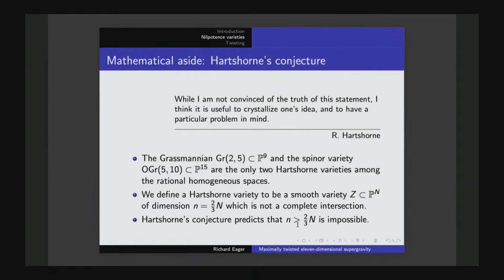And Hartshorne's conjecture predicts that this little n greater than 2/3 n is impossible. So it's about trying to find homogeneous spaces that are of large codimension in projective space. And it's actually quite difficult to do. The extremal examples of this are the space of 10-dimensional pure spinors and this Grassmannian 2-5. And a fun quote from Hartshorne is that while he's not convinced of the truth of the statement, he thinks it's useful to have this particular problem in mind.